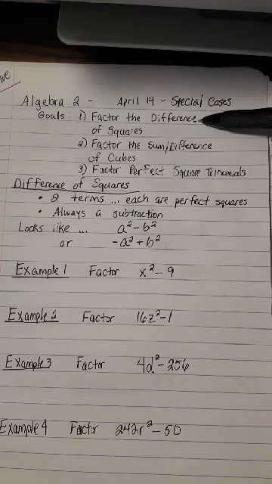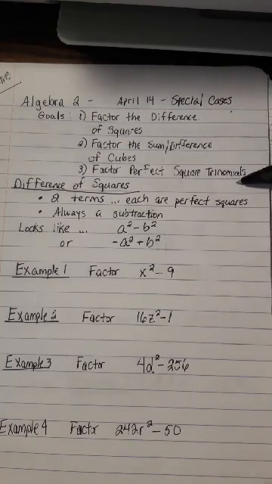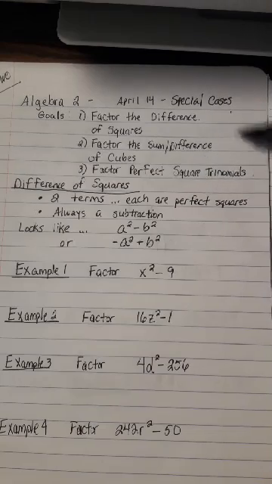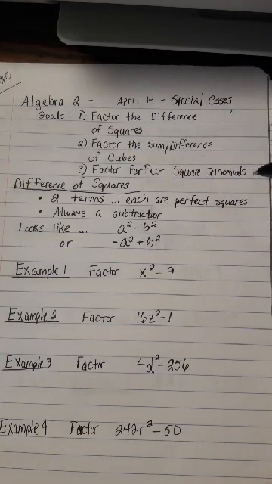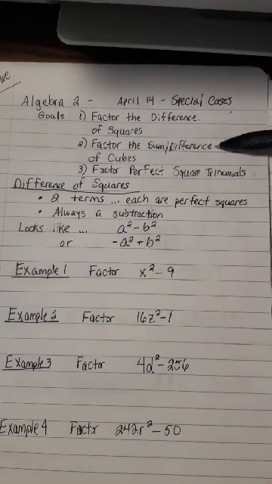Goal number 1, the difference of squares. And goal number 3, perfect square trinomials. Those are Algebra 1 lessons. They'll be in Algebra 1 on your IXL, goal number 1 and goal number 3. And then goal number 2 is Algebra 2.